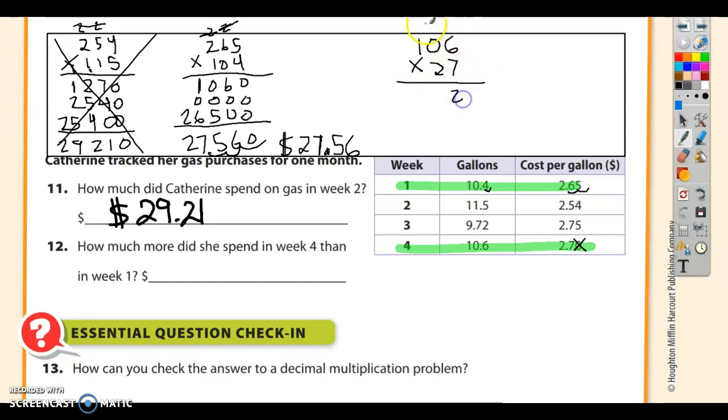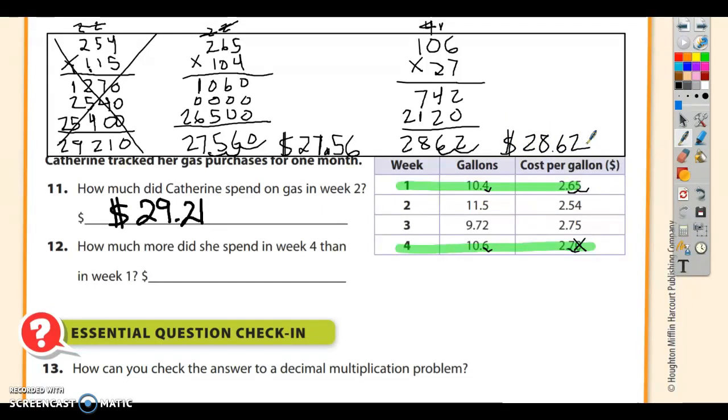7 times 6 is 42. 7 times 0 is 0, plus 4 is 4. And 7 times 1 is 7. I'm now in the tens place, so I put a 0 as a placeholder. 2 times 6 is 12. 2 times 0 is 0, plus 1 is 1, and 2 times 1 is 2. And I get 2, 6, 8, 2. And then you count 1, 2 places over, so it's $28.62.